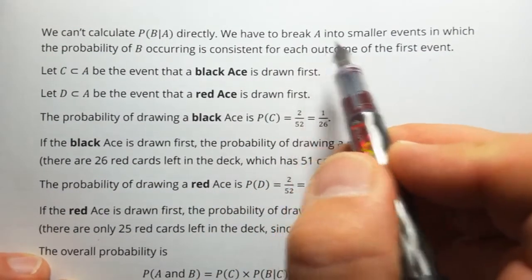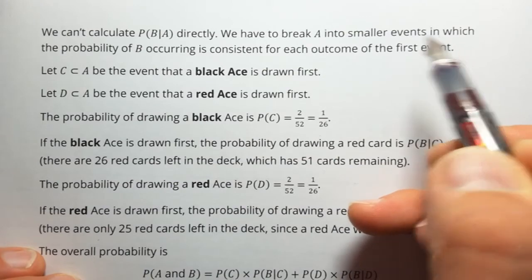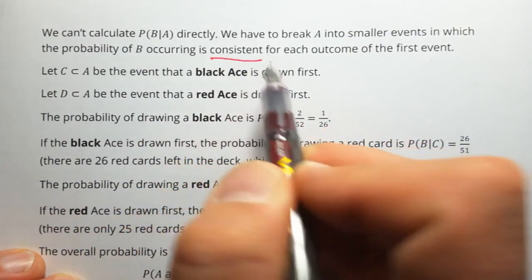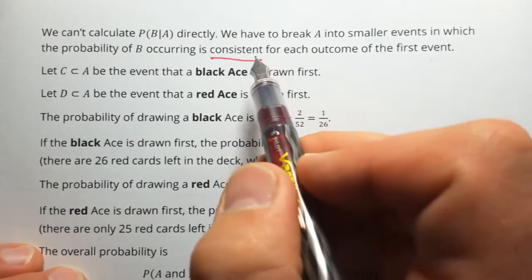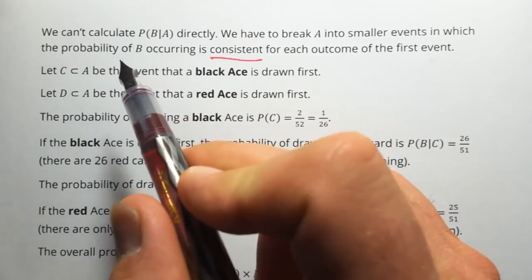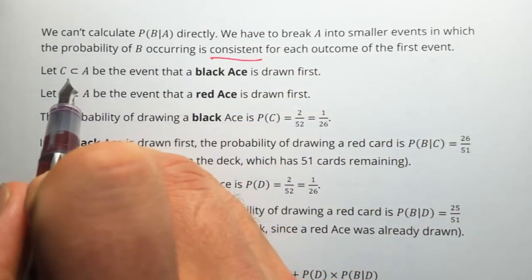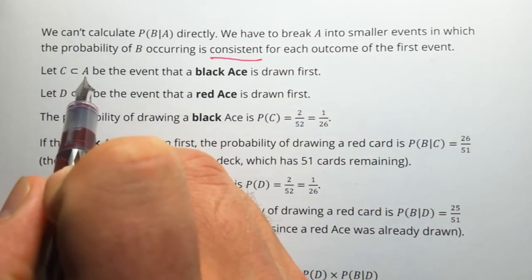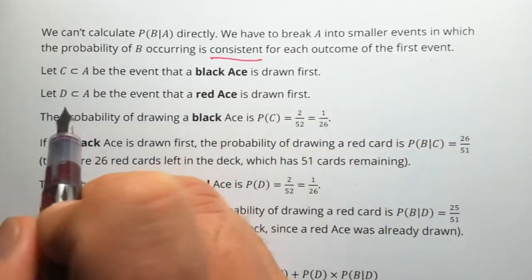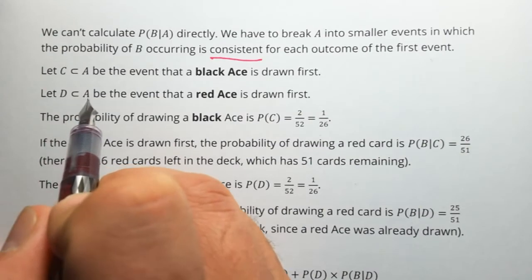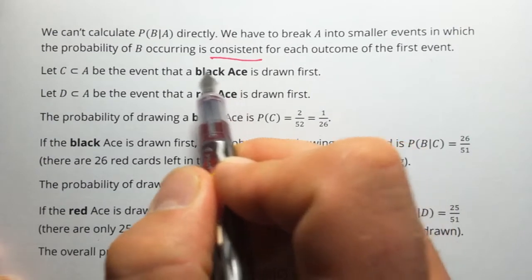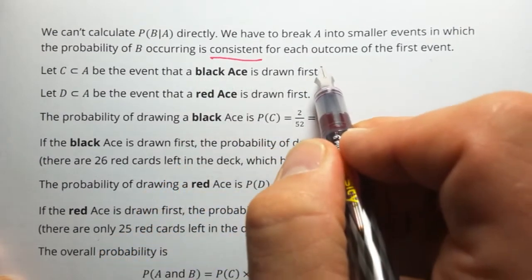We break A into smaller events in which the probability of B occurring is consistent for each outcome in that first event. So we look for a way to divide it up so that we can calculate the probability of B. So I'm going to make two little subsets. That's what this symbol is here. Let C be a subset of A. It's the event that a black ace is drawn first. And we have another event, D, also a subset of A, the event that a red ace is drawn first. Together, these make up all of A.